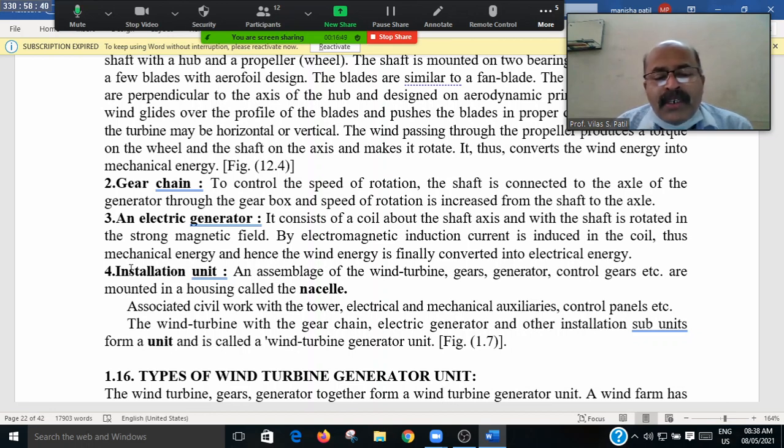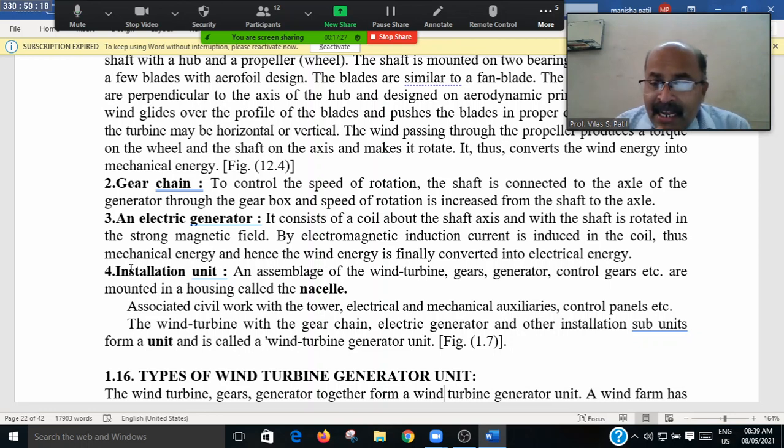It consists of a coil about a shaft axis, and the shaft is rotated in a strong magnetic field. By electromagnetic induction, current is induced in the coil. Thus, the mechanical energy, that is the wind energy, is finally converted into electrical energy. Here the shaft is rotated inside the electromagnetic field. That is, the magnetic field is produced due to electrical energy.